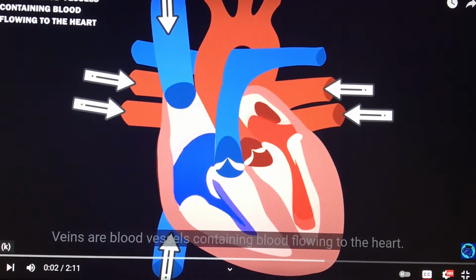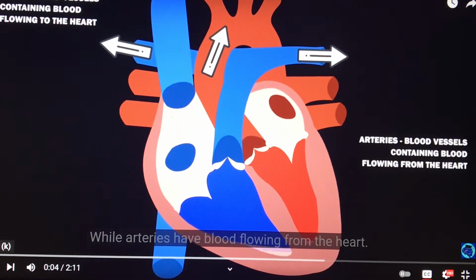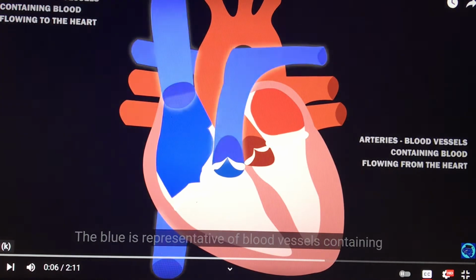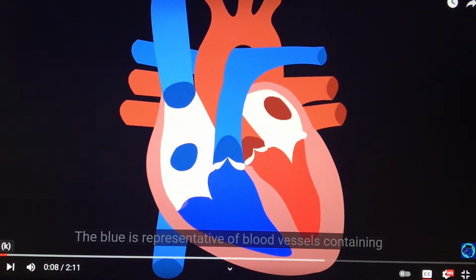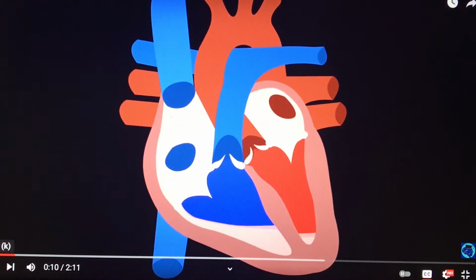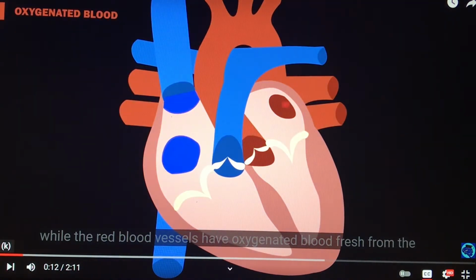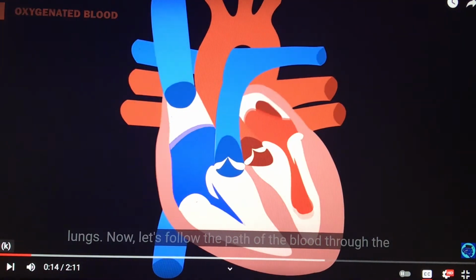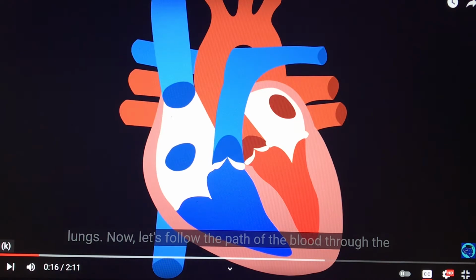Veins are vessels containing blood flowing to the heart, while arteries have blood flowing from the heart. The blue is representative of blood vessels containing deoxygenated blood, while the red blood vessels have oxygenated blood fresh from the lungs. Now, let's follow the path of the blood through the heart.